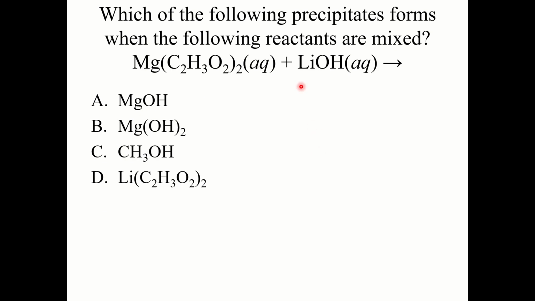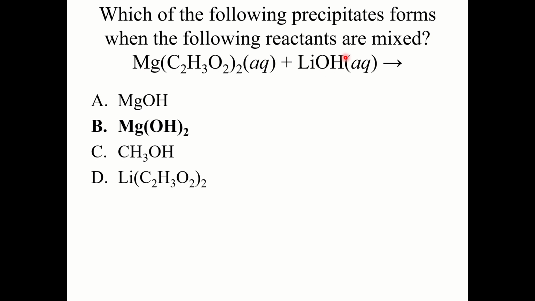Okay, let's try a knowledge check question. Which of the following precipitates forms when the following reactants are mixed? So we've got magnesium acetate, C2H3O2- is acetate, plus lithium hydroxide. Alright, and the correct answer here is B, Mg(OH)2.